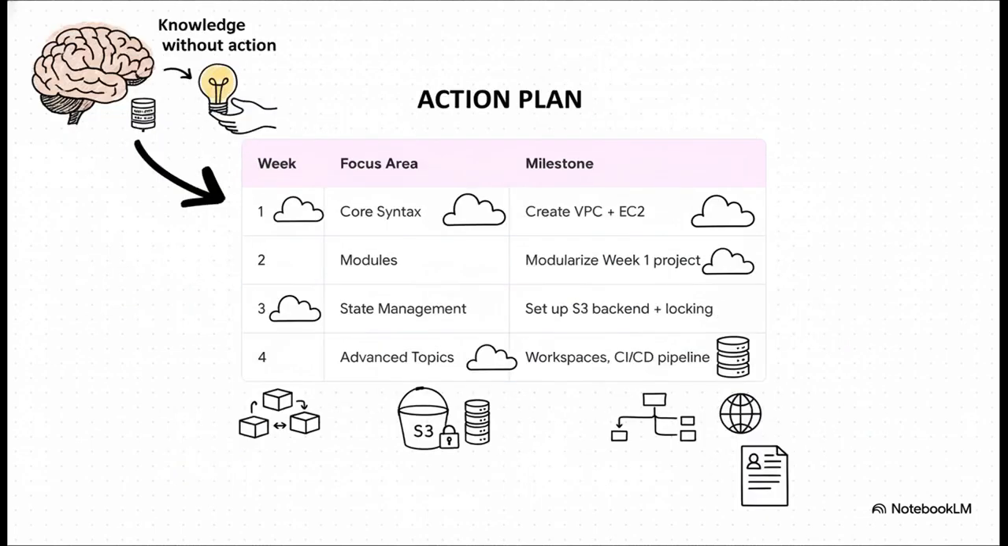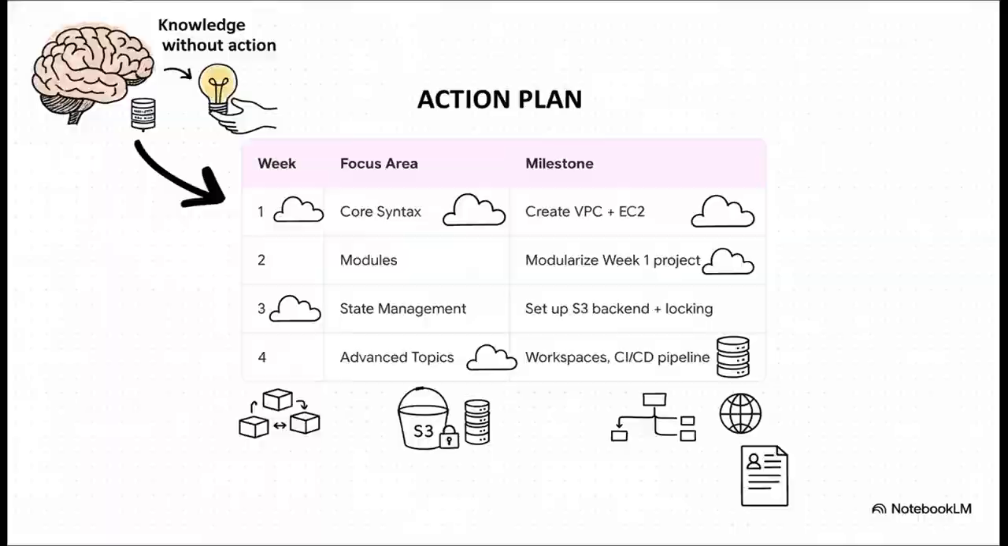Look, watching this has been great, but doing the thing is what actually builds the muscle memory. So here is my challenge to you. This is your explicit action plan. This week, your only goal is to build the VPC and EC2 instance from scratch, just like we did. Next week, refactor that code into proper modules. In week 3, set up the S3 remote backend and practice the state commands. This roadmap will take you from the basics all the way to deploying a full application you can actually put on your resume.